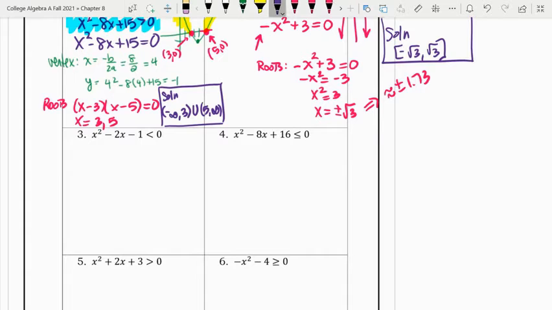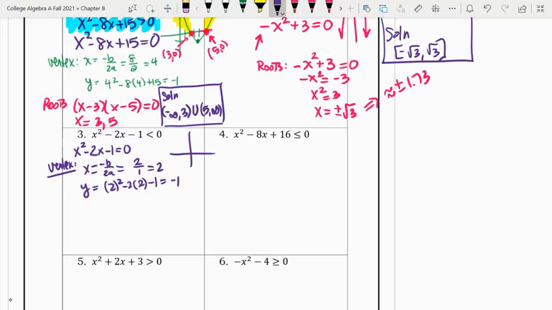All right, next one. Step 1, we're good. Step 2, set that equal to 0. So x squared minus 2x minus 1 equals 0. Find the vertex. So you'd have x equals negative b over 2a. So I get 2 over 1, which is 2. Y would be 2 squared minus 2 times 2 minus 1. So 2 squared is 4. 4 minus 4 is 0. So you get negative 1. So my vertex is over 2 down 1.